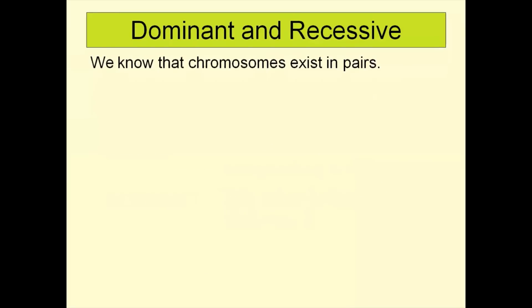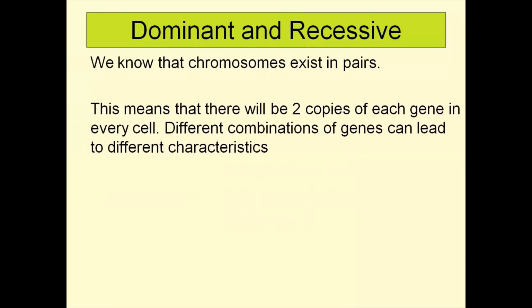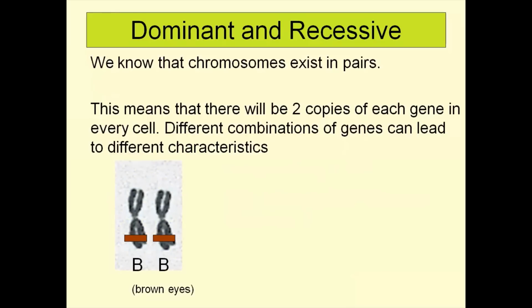We know that chromosomes exist in pairs. This means that there will be two copies of each gene in every cell. Different combinations of genes can lead to different characteristics. For example, brown eye allele, represented as capital B, is dominant to the recessive blue eye allele, represented as lowercase b. When both copies of the gene are dominant, as in capital B, the characteristic expressed will also be dominant. So over here, the color of the eyes will be brown.